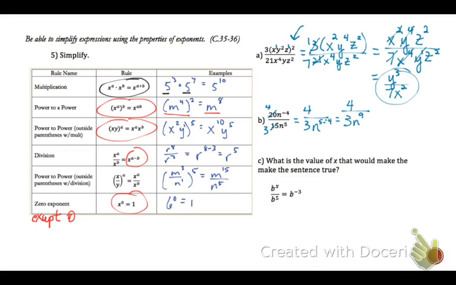Now the last problem is a figure it out. What's the value of x that would make the sentence true? So I look at the property that's happening. Some number minus 5 will equal -3.